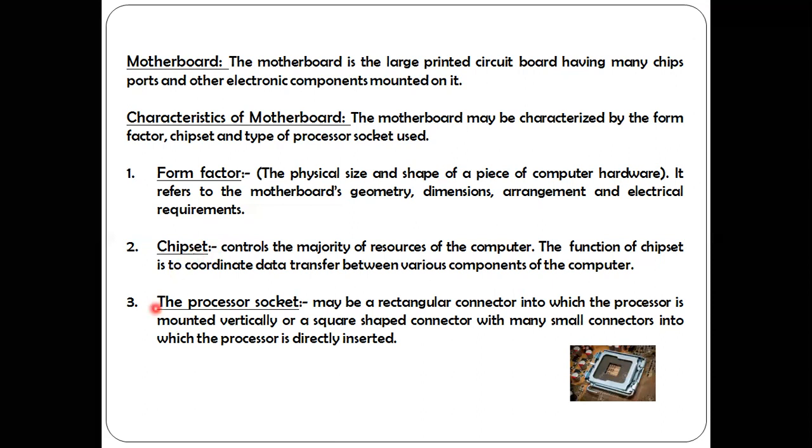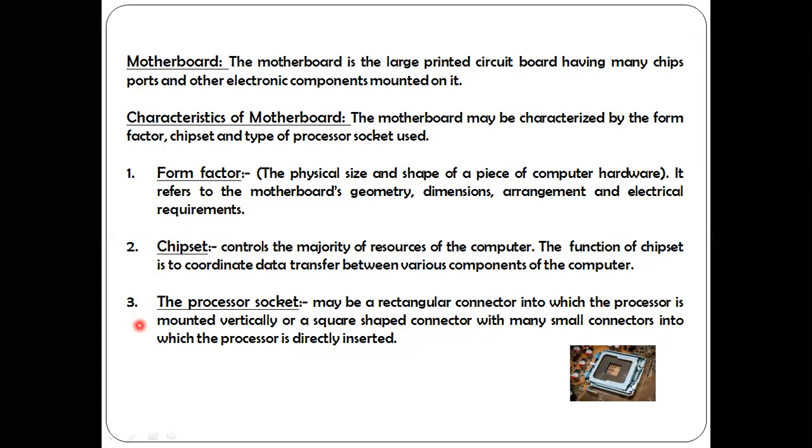Third one is the processor socket. The processor socket may be a rectangular connector into which the processor is mounted vertically, or a square-shaped connector with many small connectors into which the processor is directly inserted. There you can see in the picture, it's a square shape. There you are going to insert the processor. You need to open this and insert the processor in this area. So these are the three characteristics of a motherboard.